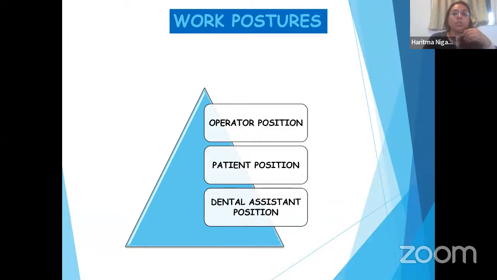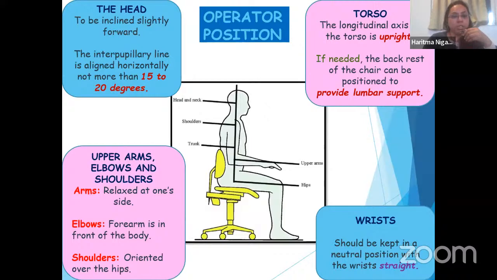These are working positions, which include your operator position, your patient position, and your dental assistant position. In the operating position, first, your head should be slightly forward, just 15 to 20 degrees. Second is your torso, that is the trunk of the clinician, in which the longitudinal axis of the torso should be upright. And if required, you can adjust your chair so that the clinician can get lumbar support. Third are your upper arms, elbows, and shoulders. Your arms should be relaxed at the side. Your forearms should be in front of your body, and your shoulders should be oriented towards your hips. Next is your wrist. It should be kept in a neutral position, probably straight. That will be more comfortable for a clinician to work.